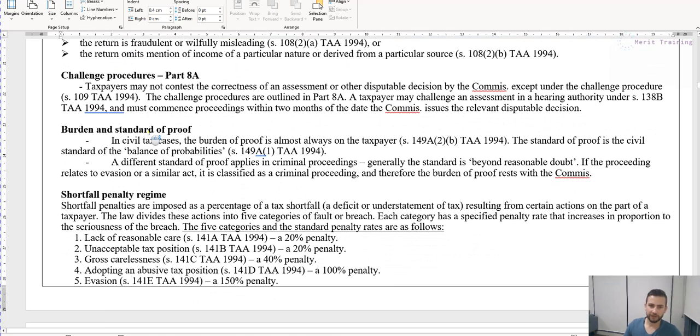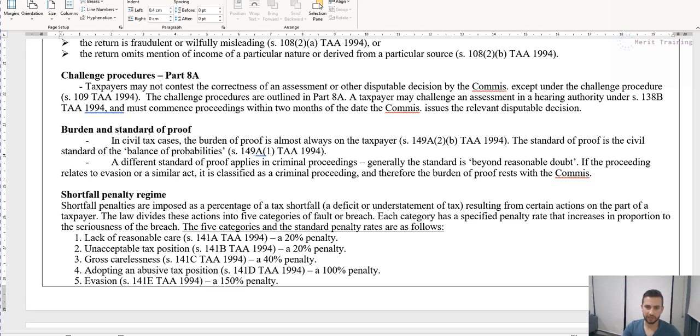So, burden and standard of proof. In civil tax cases, the burden of proof is always on the taxpayer, and the standard of proof is the civil standard of the balance of probabilities. This is interesting because most tax cases are civil, as opposed to criminal, which is usually to do with crimes, violent crimes, stealing, theft, things like that. Generally, tax doesn't come under criminal proceedings unless it's super serious. For 90% of the time, it's just going to be a civil tax case.